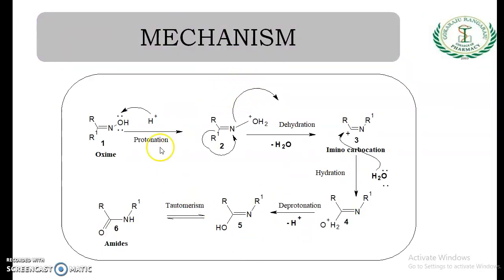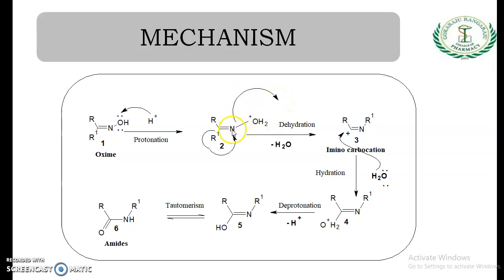So coming to the mechanism of action, the starting material is the oxime. The hydroxy group present on the nitrogen gets protonated, resulting in formation of a protonated water molecule. So step 1 is protonation, forming a protonated water molecule which is a good leaving group. Now this good leaving group just leaves.